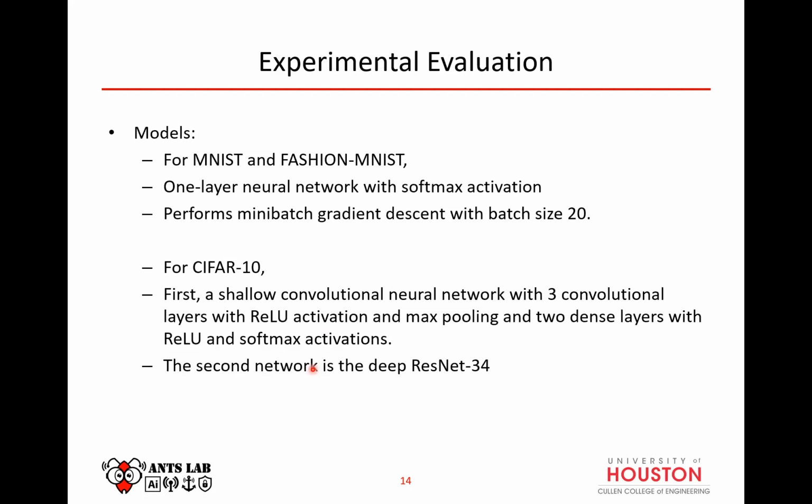Then for the models, they use 3 different kinds of models. For MNIST and Fashion MNIST, they're using a very small neural network of just 1 layer and softmax activation. And they perform the mini batch gradient descent with a batch size of 20. And for CIFAR-10, they use 2 kinds of neural networks. One is a shallow convolutional neural network with 3 convolution layers, ReLU activation, max pool, followed by 2 dense layers, also with ReLU and softmax. And they do the evaluations on a second network, which is a more standard, deeper CNN, which is the ResNet34.